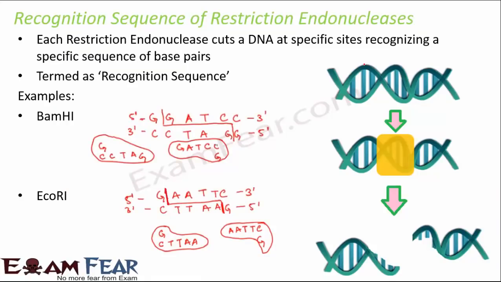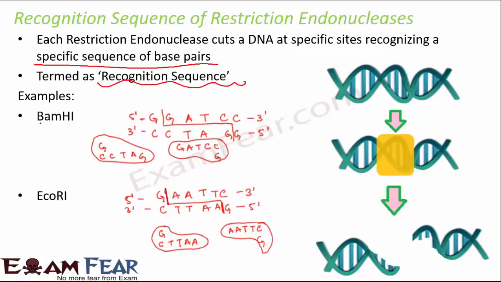Now, the recognition sequence of restriction endonucleases. How does a restriction endonuclease work? Because we are saying that they can cut DNA at specific locations. So how will they cut DNA at a specific location? Because at a specific location, they recognize a specific sequence of base pairs. So whenever they come across that specific sequence of base pairs, their cutting action starts. And that specific sequence is called the recognition sequence.